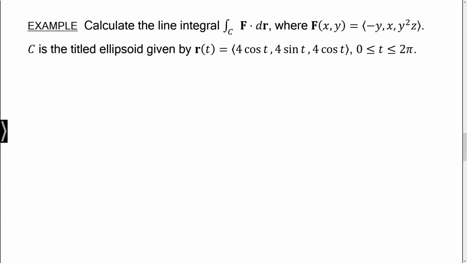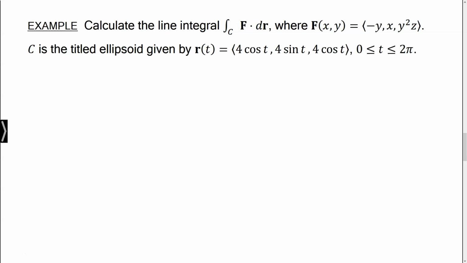All right, so we're going to calculate the line integral of the vector field (−y, x, y²z) dotted with dr, where the curve C is this tilted ellipsoid, (4 cos t, 4 sin t, 4 cos t). The best way to think about this is an ellipse that lies on the plane z equals x, and it goes around once in the counterclockwise direction.